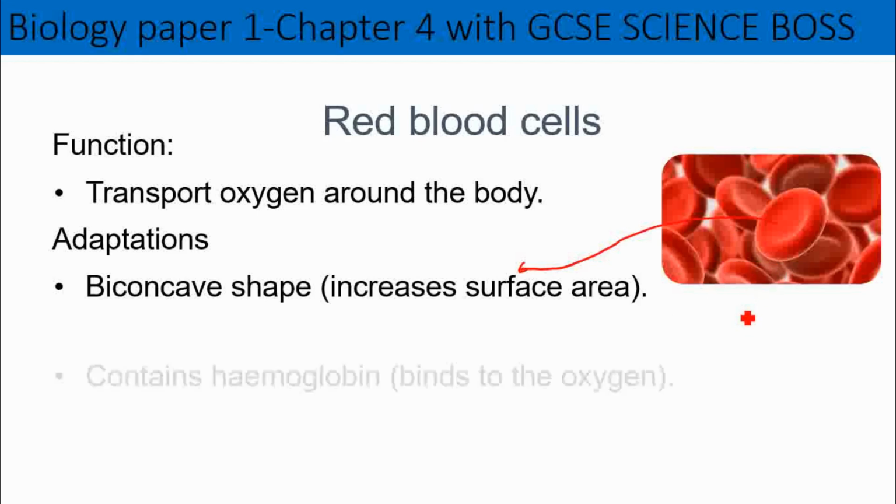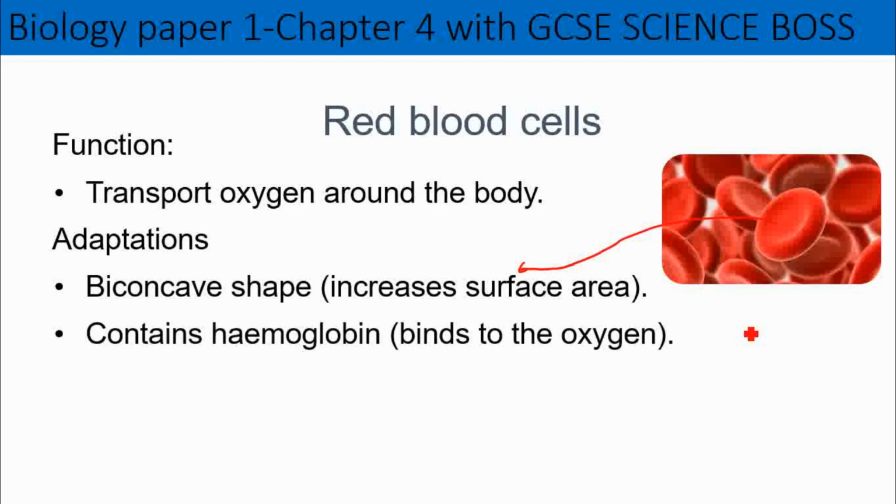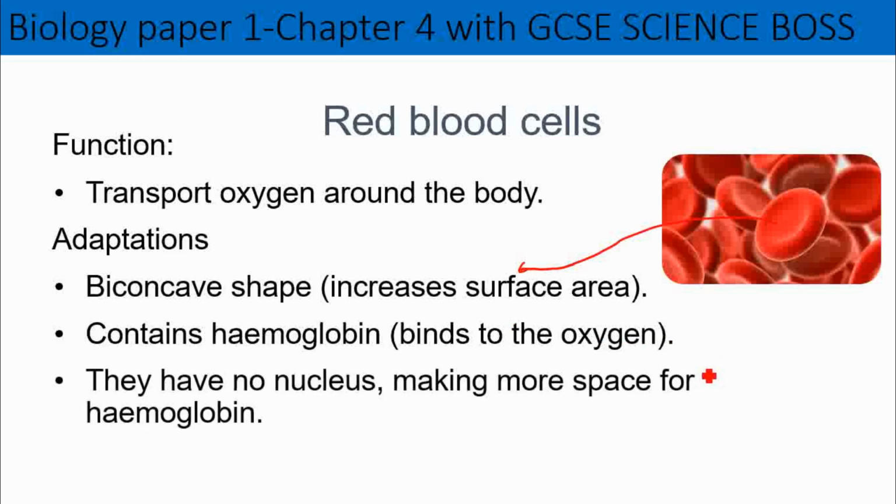is almost like a donut, so that it can carry as much oxygen as possible. Another one of its adaptations is that it contains a red substance which is called hemoglobin, and that's responsible for binding to the oxygen. They also have no nucleus, and the reason they have no nucleus is so that they can make as much space for the hemoglobin to carry that oxygen. So this is a very important adaptation. Normally the question will say, how is the red blood cell suitable for its function? And these are the answers that you will reel off to your exam board.